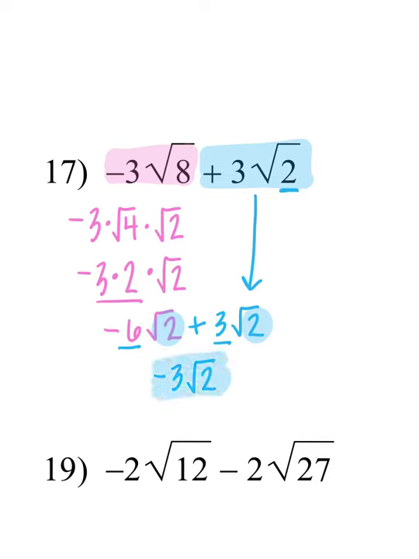So the only way you can combine terms is if the radical is the same. We want to try to get all the radicals to be the same. So we're going to simplify the radicals if we can.